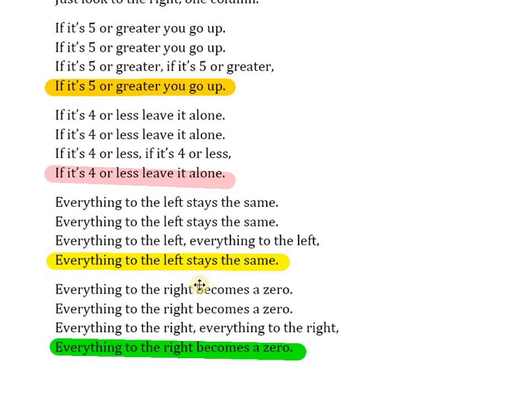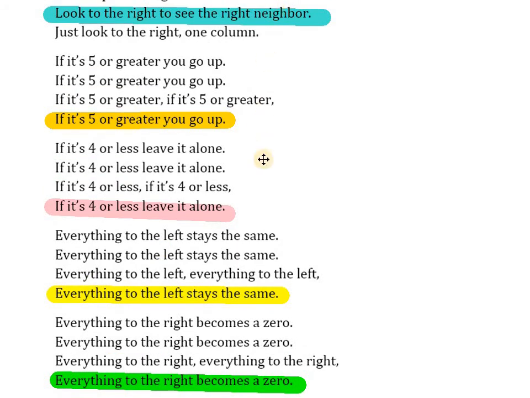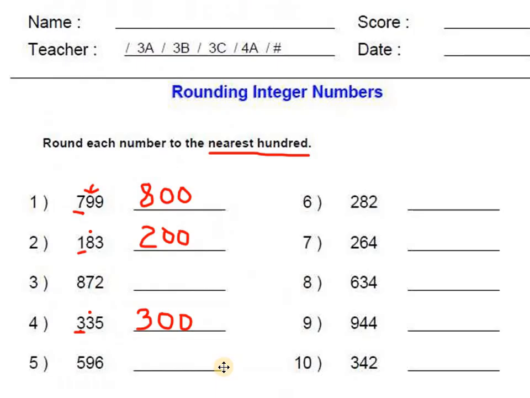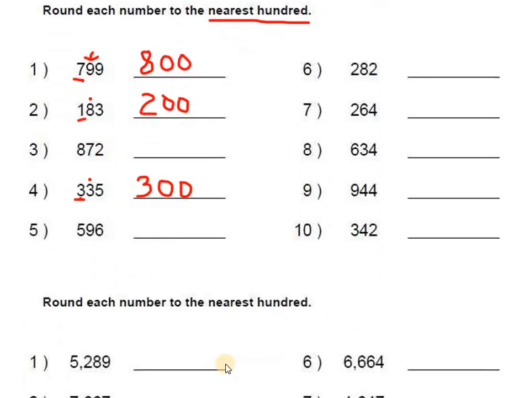And then from there, everything on the left side of the rounding place stays the same. And everything to the right of the rounding place becomes a 0. So that was a quick review of our steps. And let's do another one.